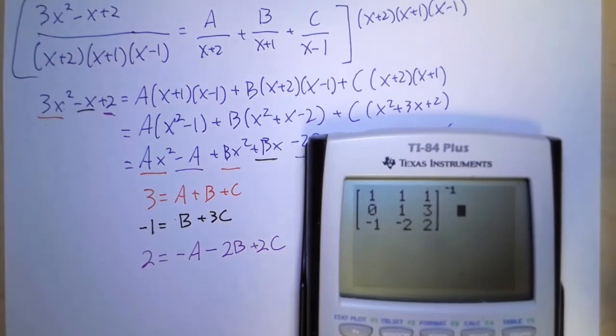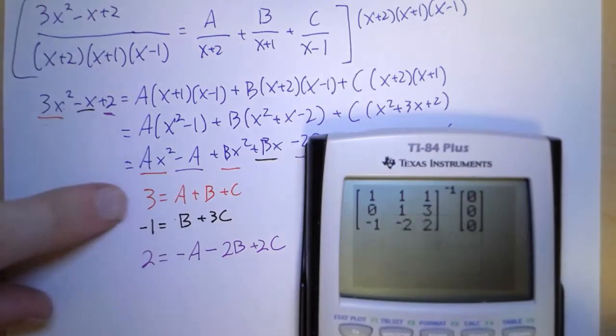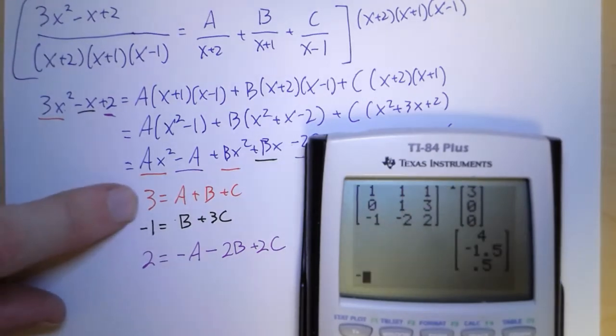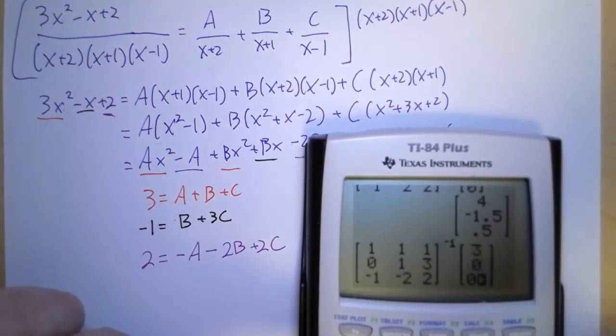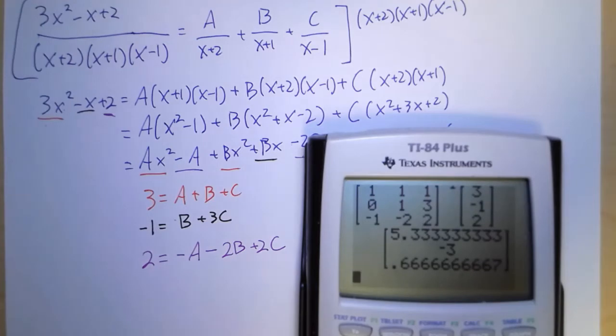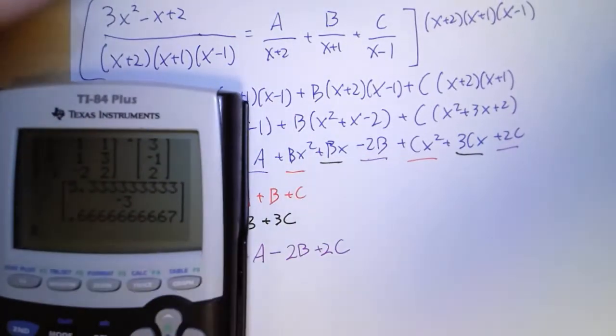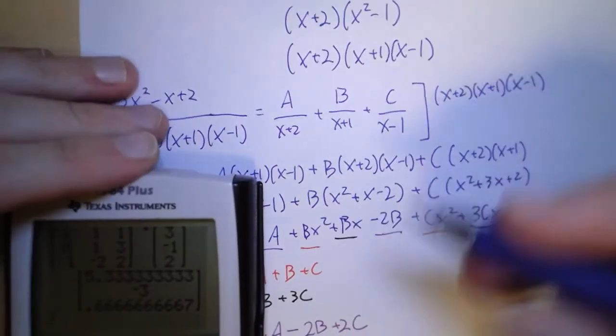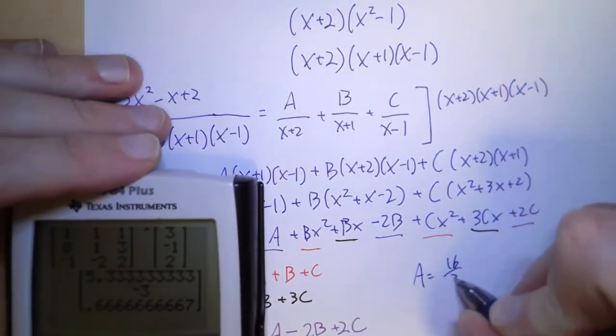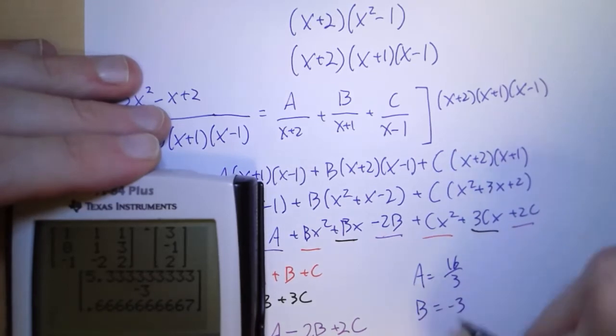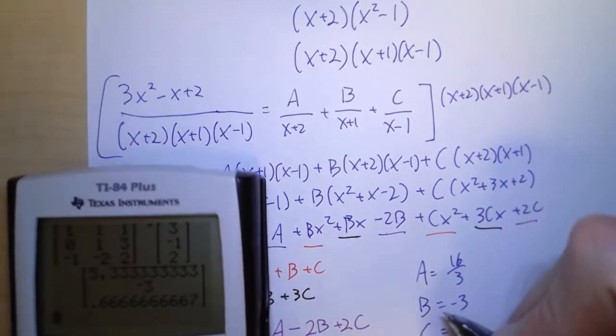Now we're going to take the inverse of that, and then we multiply that by a 3 by 1. And we put in these numbers here. Didn't mean to press enter, not so soon. We want 3, we want -1, and we want 2. All right. So this means that these are our coefficients. So A equals 5 and 1/3, which is 16/3. B is -3, and C is +2/3.